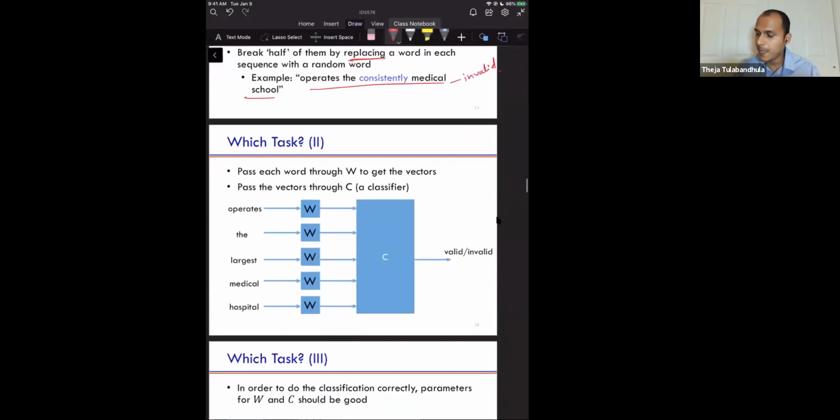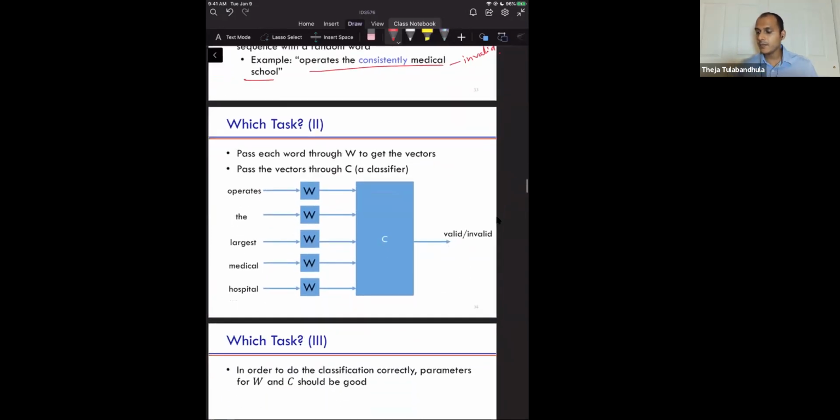Now you have training data. Let's look at what one example does. Let's say operates the largest medical school. It's a valid sequence. So what we'll do is take the word operates, go to a lookup table, and pick the row corresponding to operates. So that's a vector there. The next word is the. Pick the row which corresponds to the. There's a vector there. And similarly, there's going to be a vector for each of the other words, from the W matrix essentially.